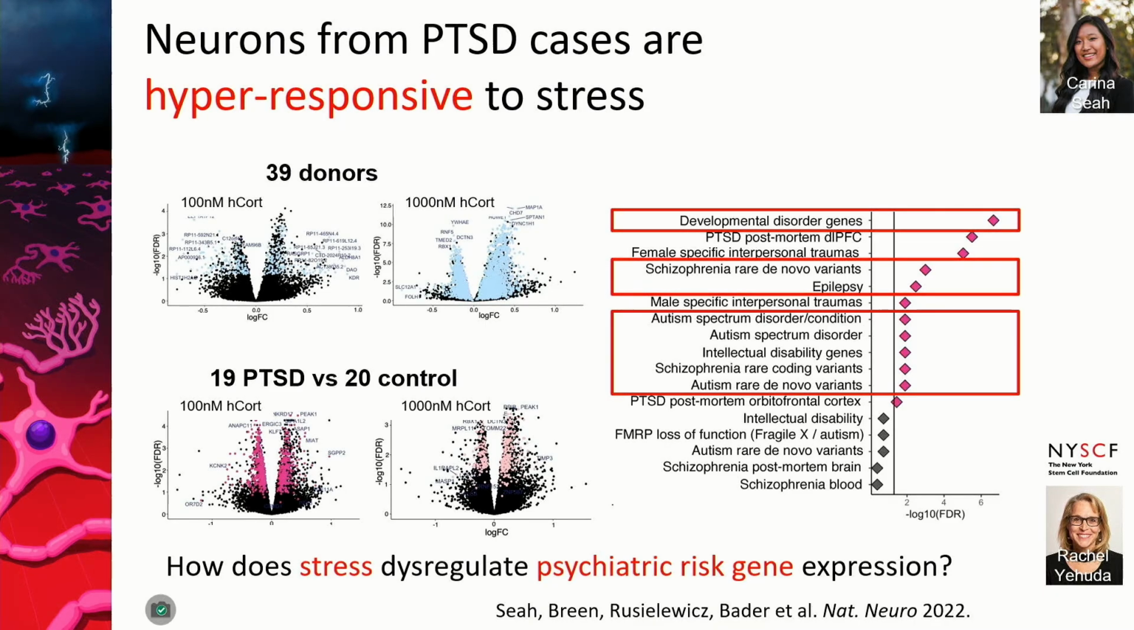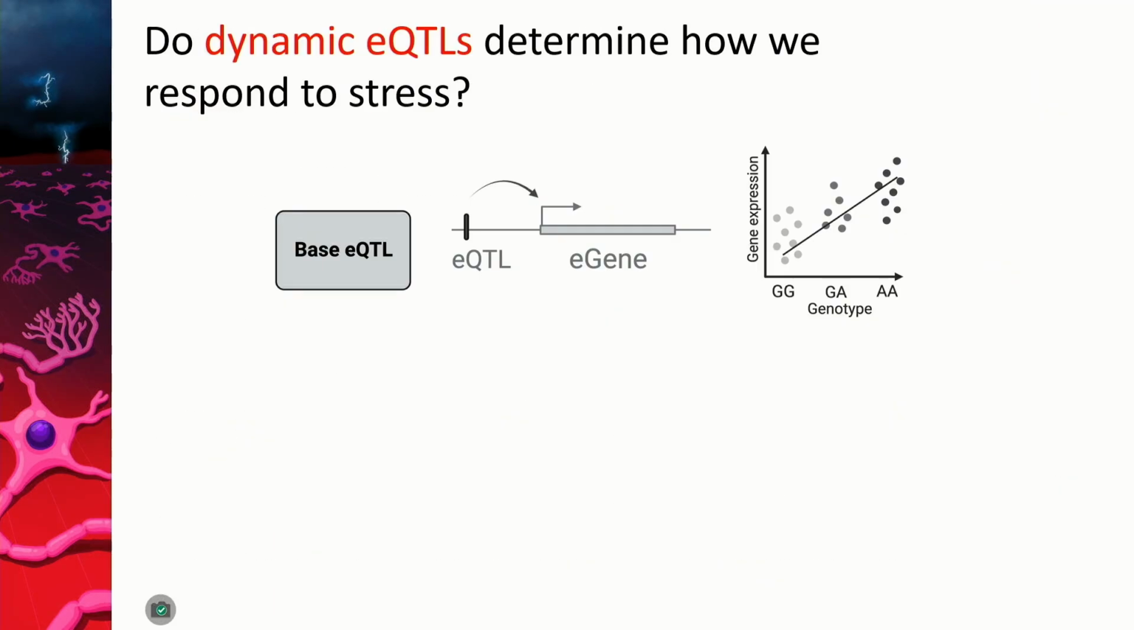And so how did this happen? What is the mechanism for this dysregulation following stress? Well, we've talked a lot today about genetic variants that regulate expression, and I'll use the term eQTL for these variants.